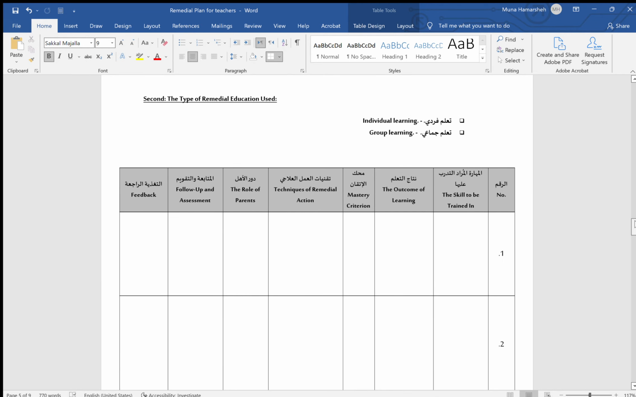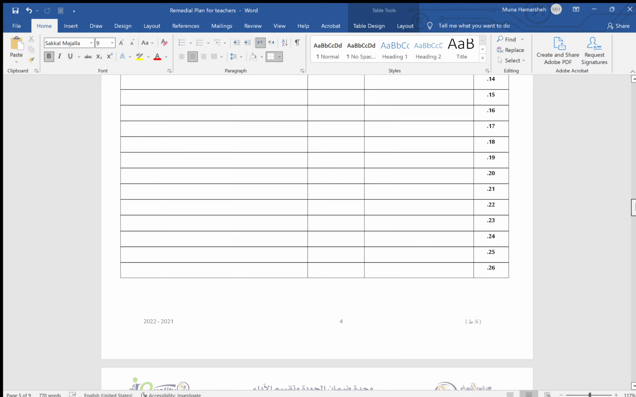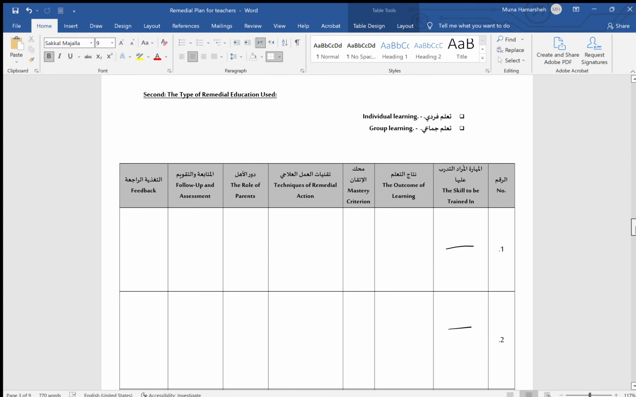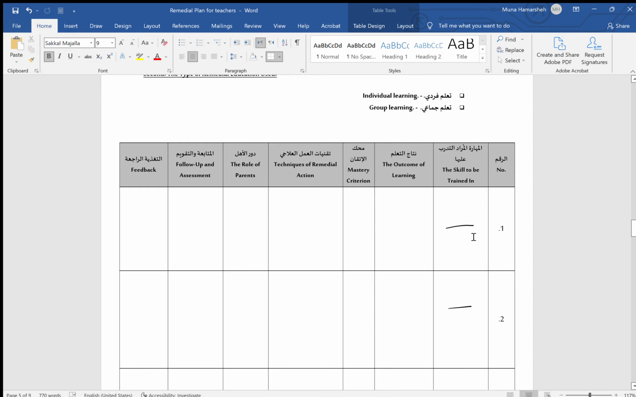Okay? And then we will go to the next page, which is how you will work. First, you will put the skills that you got up here. Look at this. See the skills that you will work on. You will take the skills that need remedial work, or to be remedied, from the previous page. You will collect the skills and list them down in this page. Okay? Let's say the first skill that I got, to state or to explain the function of the veins.